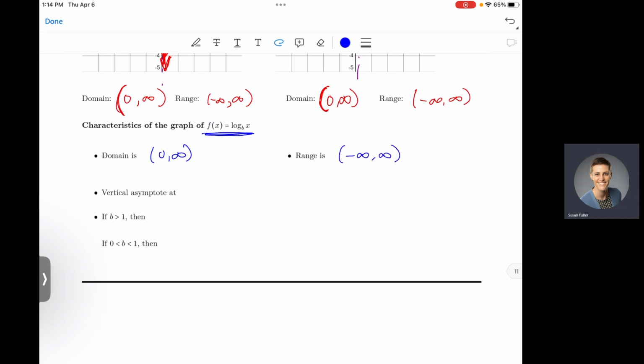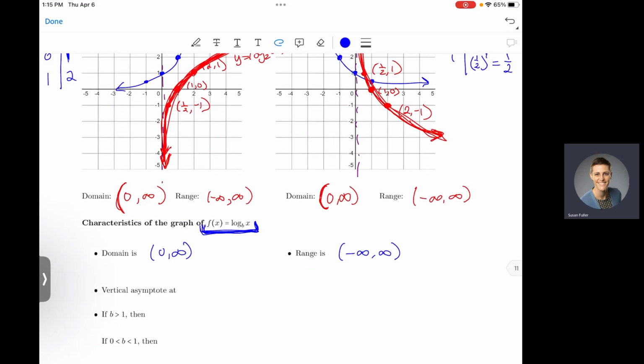And again, these are for your basic untransformed functions. Your domain and your range might change a little bit based on transformations. So make sure that you pay attention to your graph when you're filling in domain and range. These guys have a vertical asymptote. The vertical asymptote happens at x equals 0.